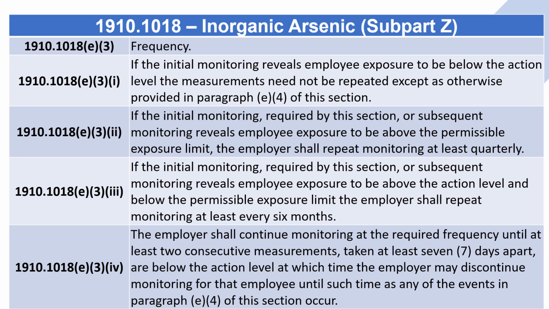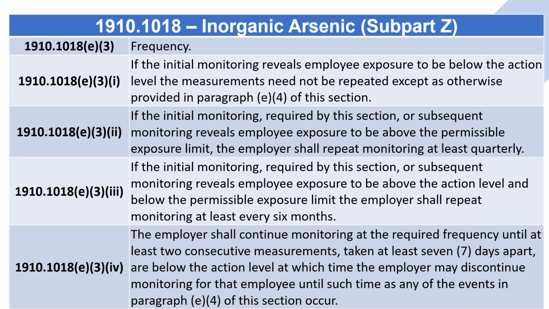(e)(3) Frequency. (e)(3)(i) through (e)(3)(iv). If the initial monitoring reveals employee exposure to be below the action level, the measurements need not be repeated except as otherwise provided in paragraph (e)(4) of this section. If the initial monitoring, required by this section, or subsequent monitoring reveals employee exposure to be above the permissible exposure limit, the employer shall repeat monitoring at least quarterly.